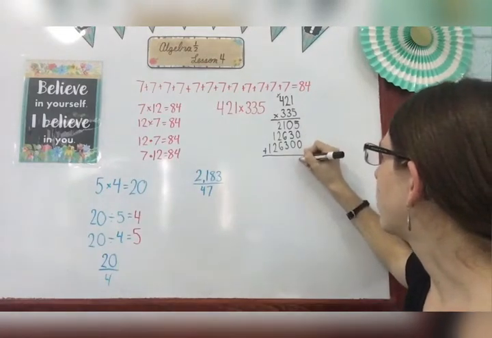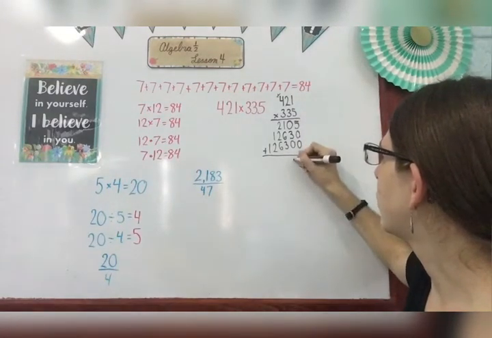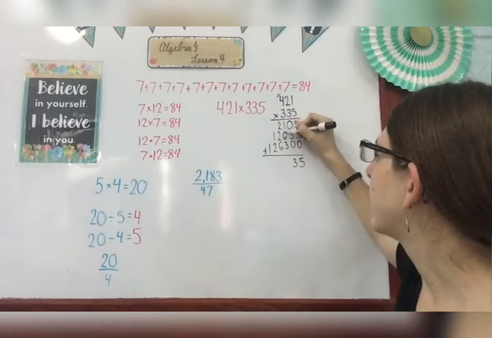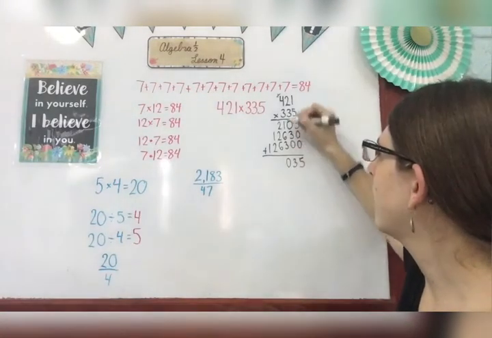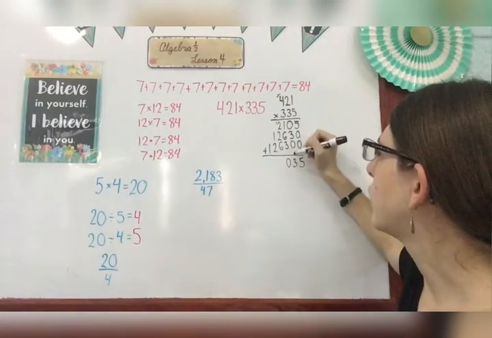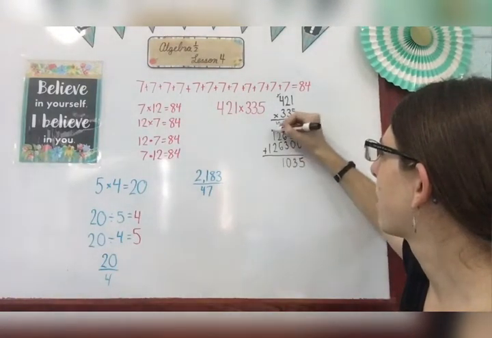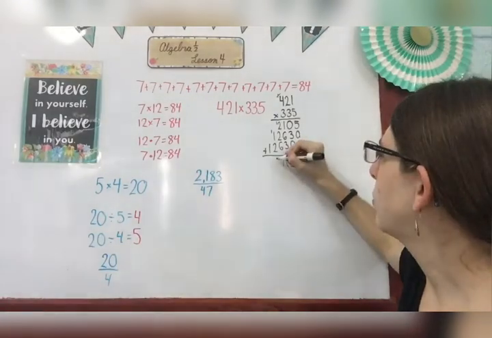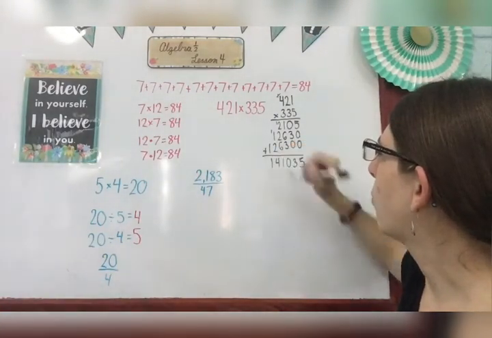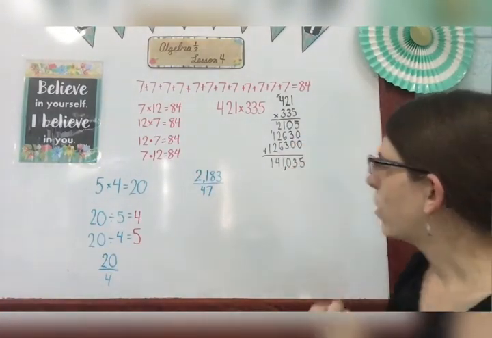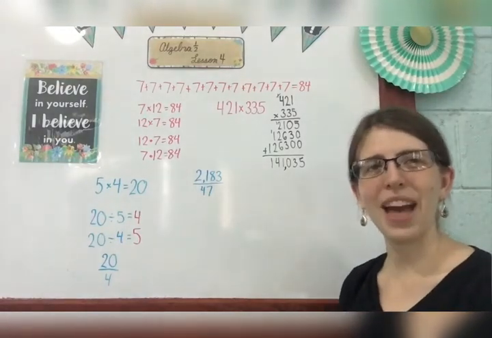Add up. 5 plus 2 zeros is 5. 3 plus 2 zeros is 3. 1 plus 6 is 7, plus 3 is 10. Carry my 1. 1 plus 2 is 3, plus 2 is 5, plus 6 is 11. 1 plus 1 is 2, plus 2 is 4. Bring down the 1. 1, 2, 3, comma, and there you have it.